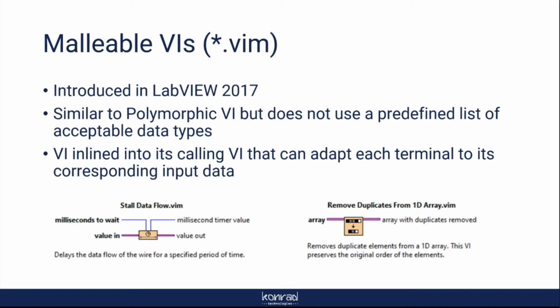But I put a couple of screenshots on here of common ones that NI has now included on the palettes. One is stall data flow, and it lets you put that in on any wire. So it doesn't care if you're stalling data flow on a class, on an error, on whatever you want. You don't have to do something weird to put a little wait statement in there. And there are some other common ones, like a bunch on the array palette for removing duplicates and sorting and so forth.